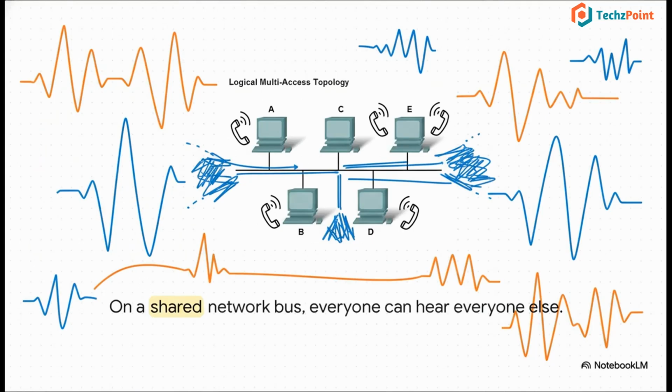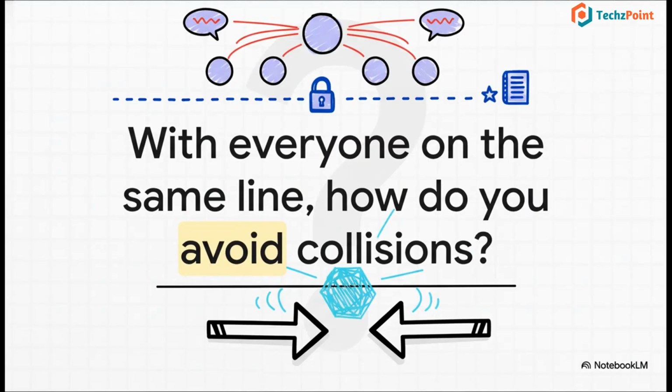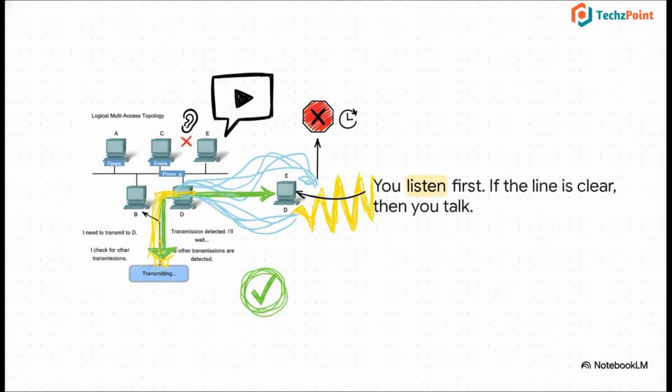Take a look at this. This is a multi-access topology, a bit like an old-school Ethernet bus. See how all the computers are connected to the same single line? This is just like a party line on an old telephone. When one person talks, everyone else on the line can hear them. So, if everyone is on that same line, how on earth do you keep them from all talking over each other? You have to use a very specific set of rules. You use the listen-before-you-talk rule. This is contention-based access in action.